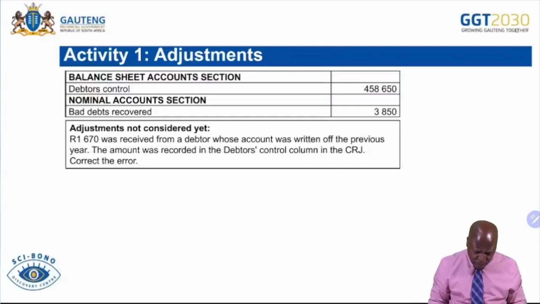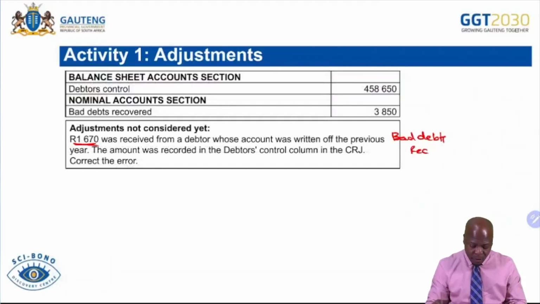It says 1,670 was received from a debtor whose account was written off the previous year. Okay, so when we receive an amount from a debtor whose account was written off, we know that is bad debts recovered. That is your bad debts recovered. Okay, the amount was recorded in the debtors control column. Oh, that's a mistake now, because the amount has been recorded in the debtors control.